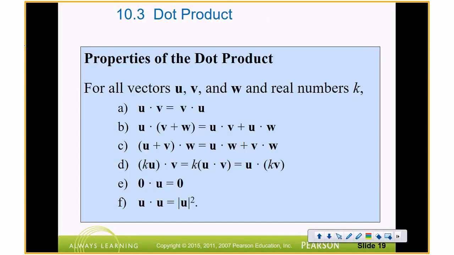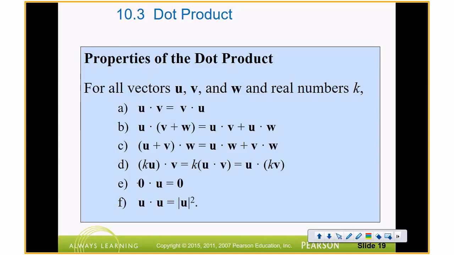Okay, properties of the dot product. It is multiplicative. It is commutative. 2 times 3 is the same as 3 times 2. The u dot v is the same as v dot u. These are just properties. You can multiply by a scalar. You can distribute, just like right here. You can distribute the k.